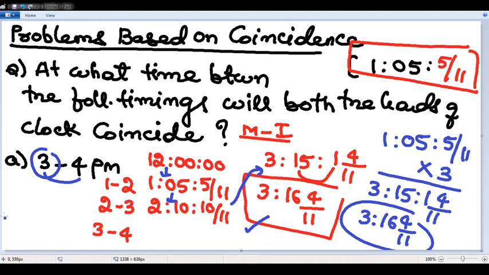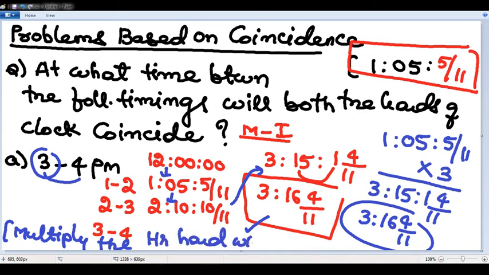3:16 4/11. The best way to solve this question is to read this line: multiply the hour hand position with 1 5/11. Easily you will get the answer. Right? Multiply the hour hand with 1 5/11.